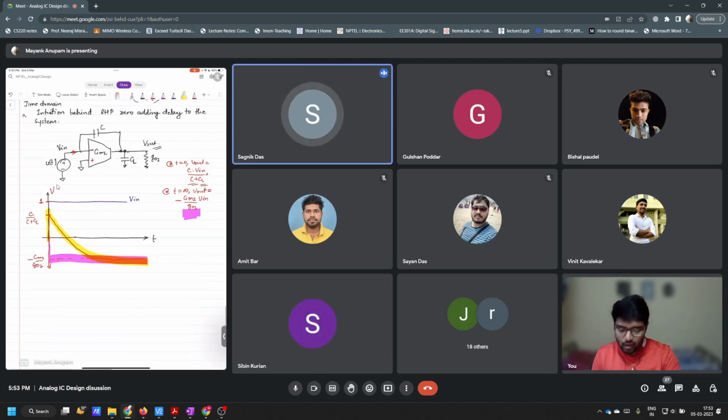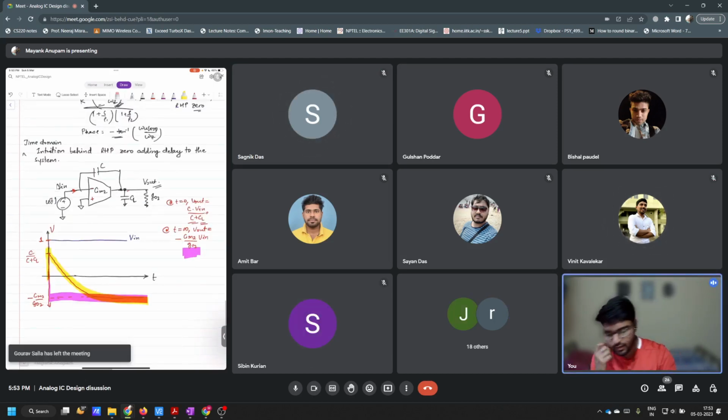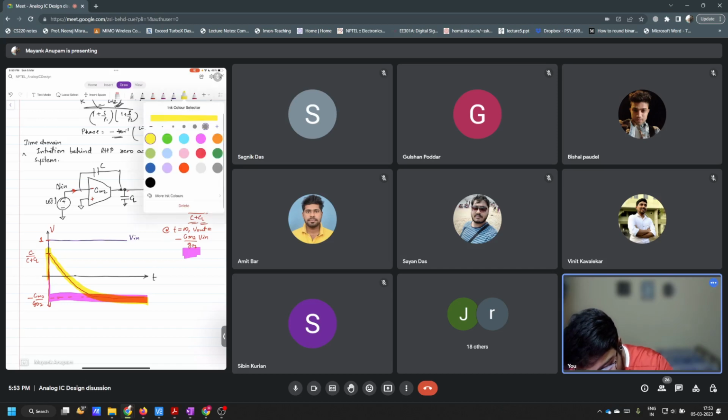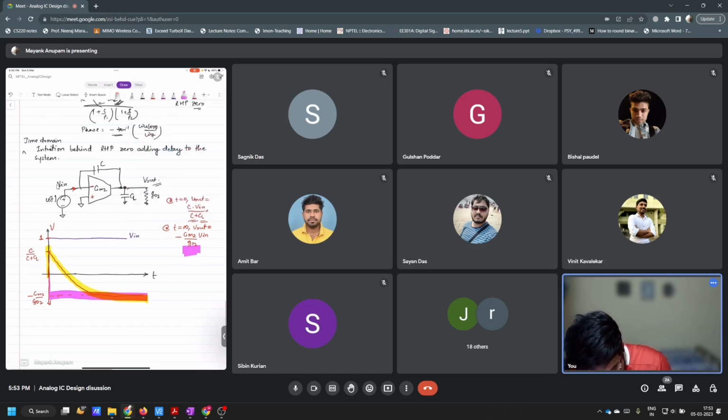Yeah, so what this right half plane 0 is doing here is that, if this 0 would not have been present, the ideal response of the system would be what? It would be like this, right? When the input V in is applied here, it will simply jump to this minus gm2 by go2, instantaneously. Is that clear?